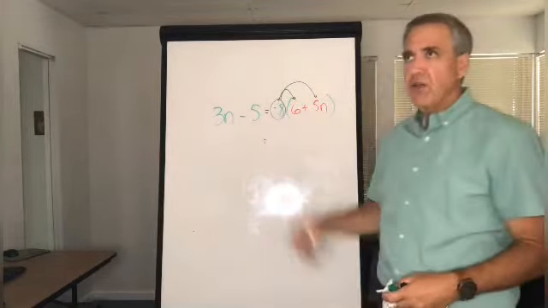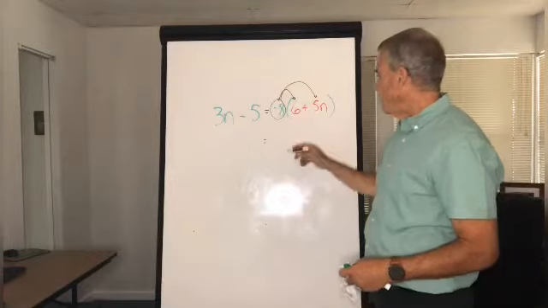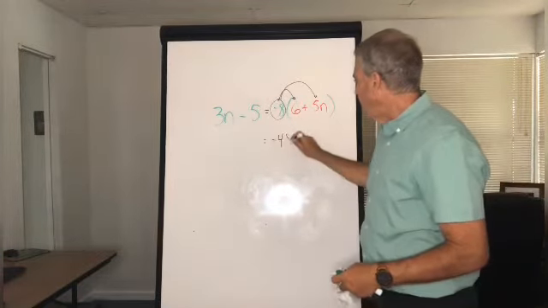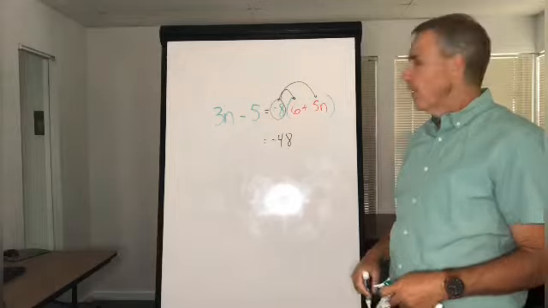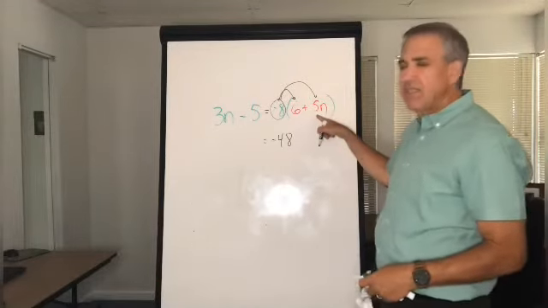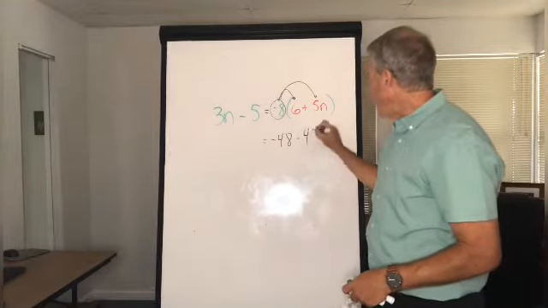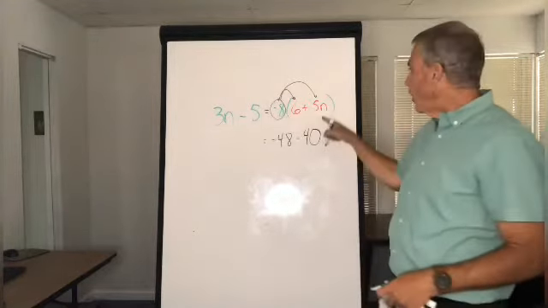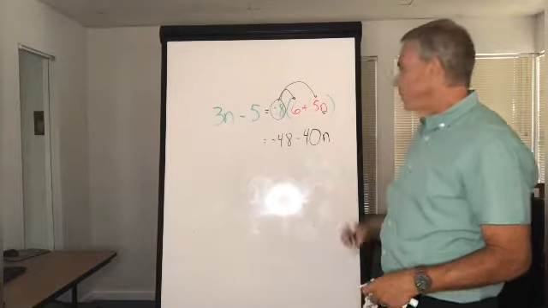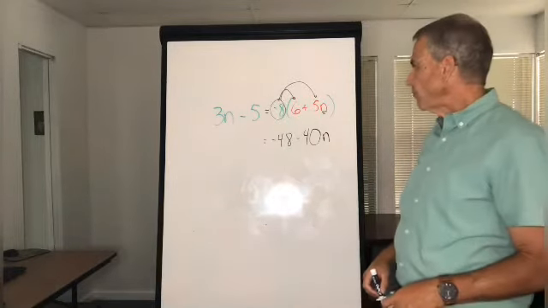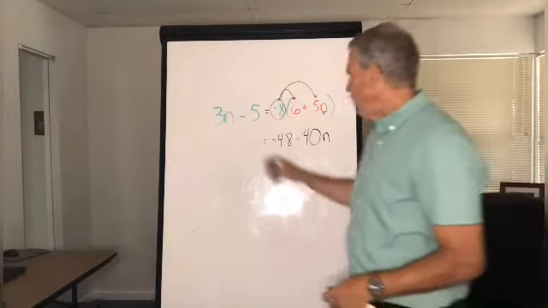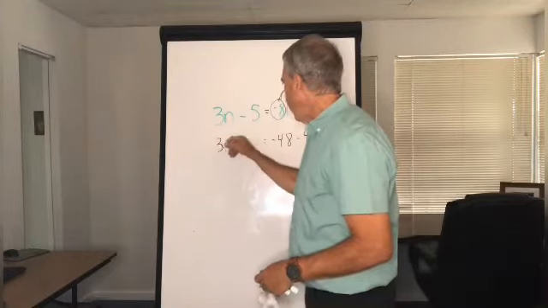-8, put it in your calculator. Go 8 negative times 6. -48. -8 times a positive 5. Go 8 negative times 5. It'll come up -40. Don't leave off the n. Still there. Come over here, drop this side down. 3n minus 5.